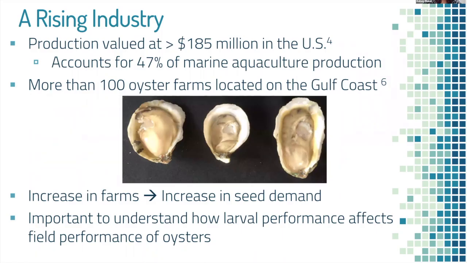So oyster aquaculture is continuing to increase throughout the nation along the western, eastern, and Gulf coasts. Nationally, oyster production is valued at over $185 million and accounts for 47% of the marine aquaculture production. Here in the northern Gulf of Mexico, oyster farming began in 2010 with the first oyster farms in Alabama and Louisiana, and now there are more than 100 oyster farms located along the states that border the Gulf Coast.